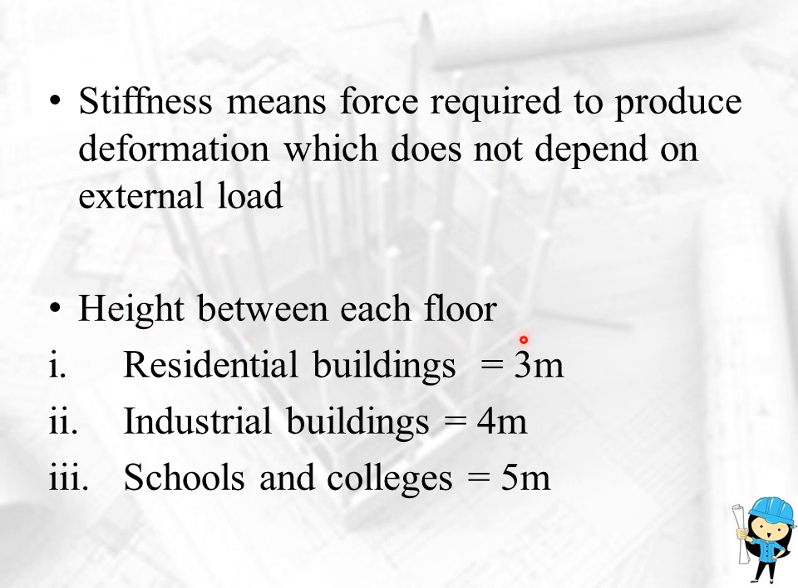Height between each floor. For residential buildings, the height between each floor should be 3 meter. For industrial buildings, it should be 4 meter. For schools and colleges, it should be 5 meter.